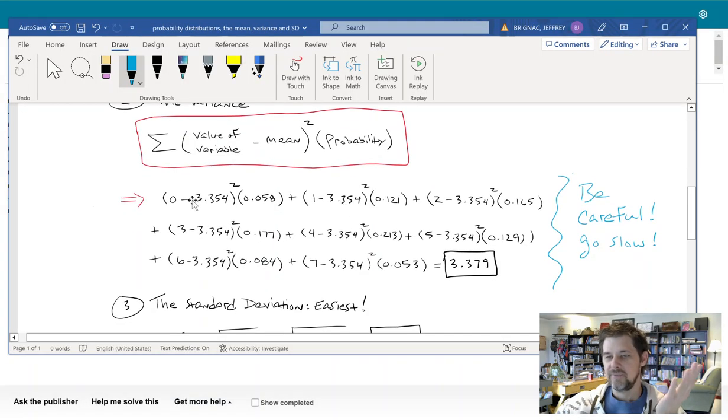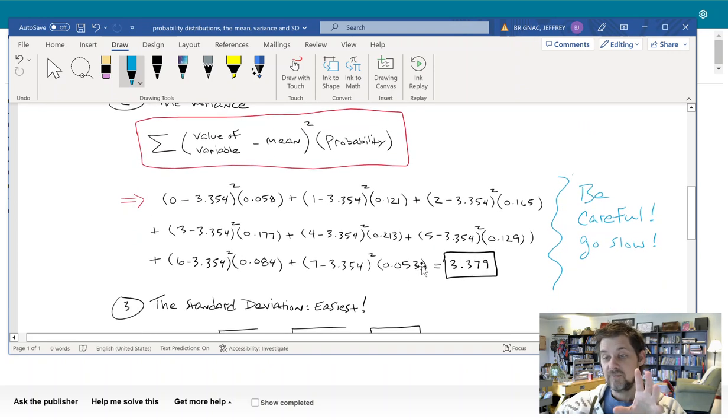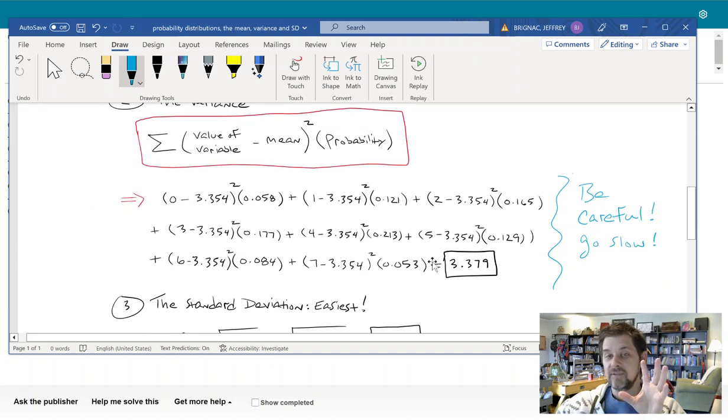So here I'm just going to write down everything and just say, be careful, go slow, put it in your calculator. All right. Okay, so there's our variance. That's the one we got to be careful with and watch out for. But you see my numbers, and I hope that serves as an illustration to the formula.